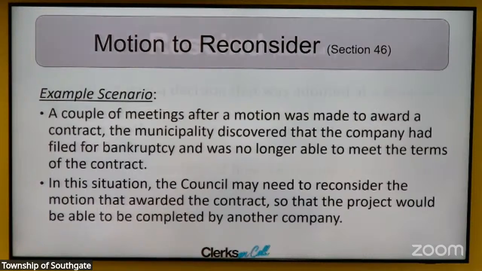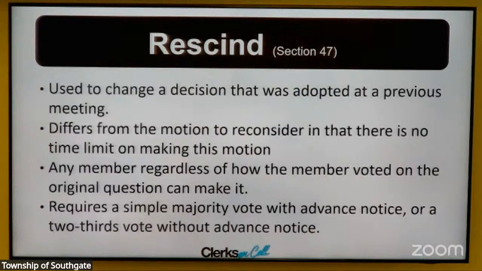Okay, so the next bring back motion that we want to talk about is rescind. So this is definitely different than the motion to reconsider. This motion is used to change a decision that was adopted at a previous meeting. And it differs in that there is no time limit on making this motion, and any member, regardless of how they voted on the original question, can make it. The motion to rescind requires a simple majority vote with advance notice or a 2/3 vote without advance notice. And again, it's really important to recognize from a practical standpoint, if some part of the decision has already been carried out, you cannot undo it, maybe an already completed purchase. So obviously you can't rescind that part of the motion, but any unexecuted part of a motion could be rescinded.